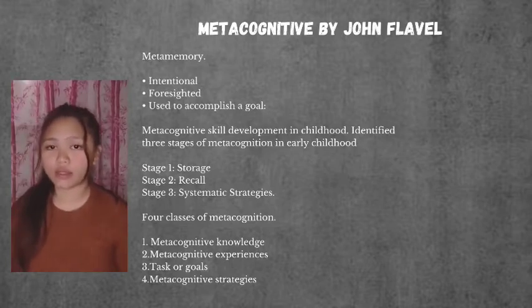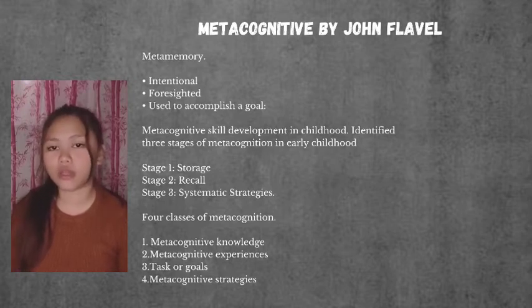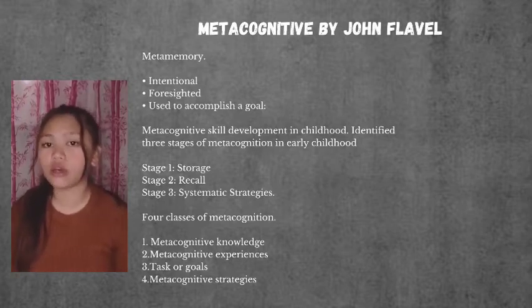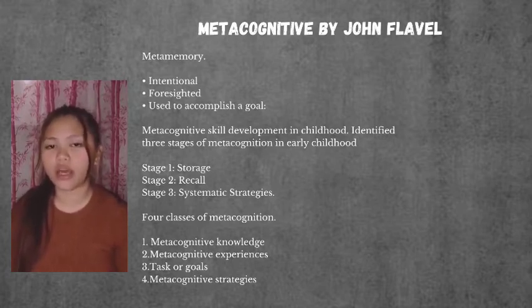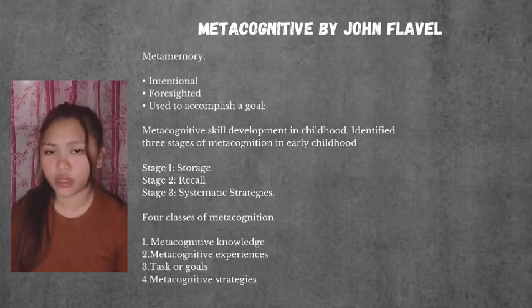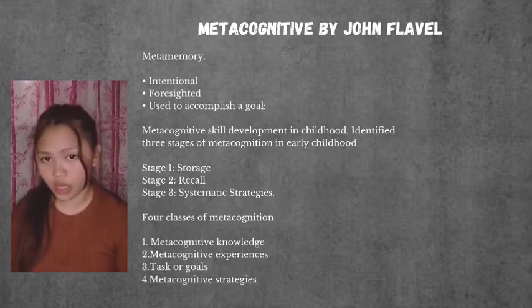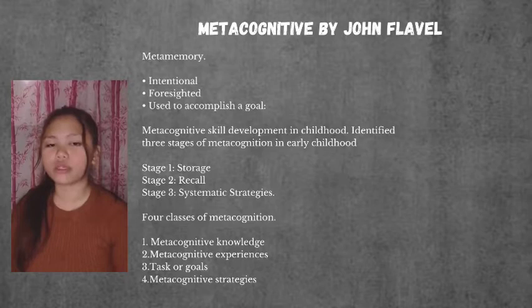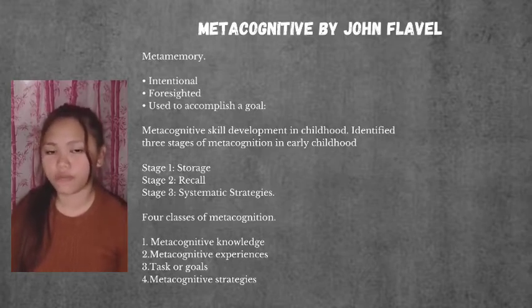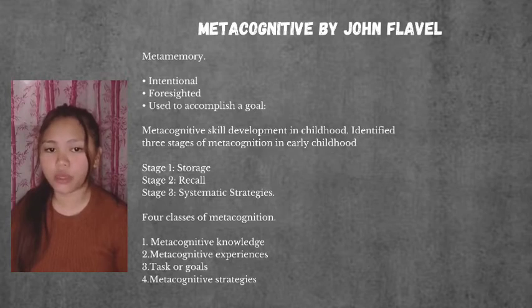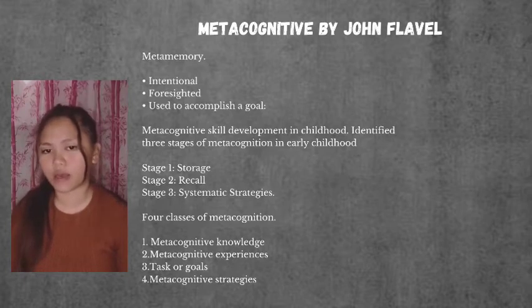Stage 1 is storage. Young children begin to intentionally and consciously use basic strategies such as repetition and focus to ensure information is stored in their minds for future use. Stage 2 is recall. Children learn strategies that help them store information in their working memory to recall it in the near future. They can recall information when they predict it will be useful, such as in a game of memory.